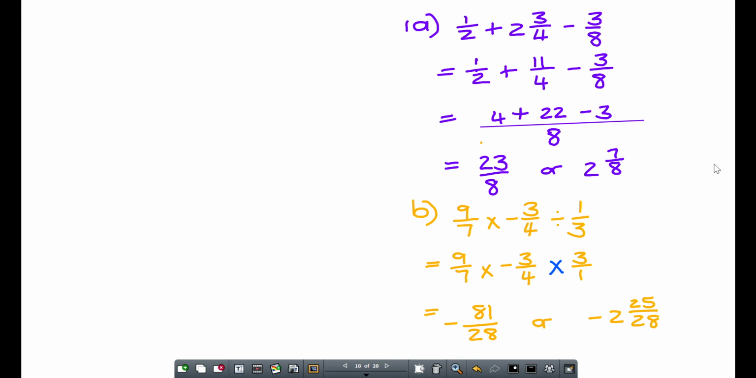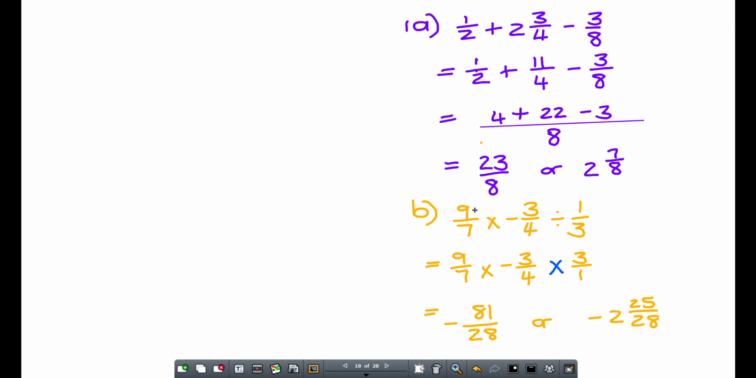1A, what I did is I first changed that mixed number to an improper fraction, and then I made all my denominators 8. Once they all have a denominator of 8, then I could go and add them, and that gave me 23 over 8. Or if you wanted, you could have said 2 and 7 over 8.